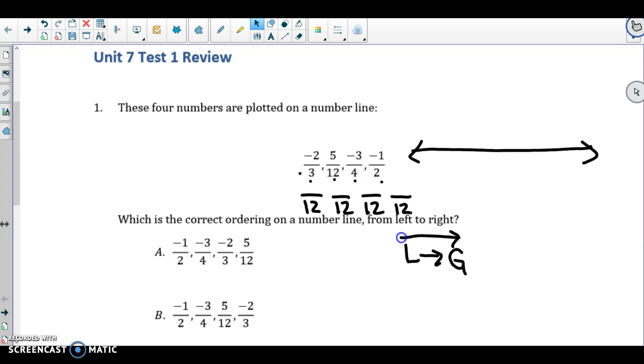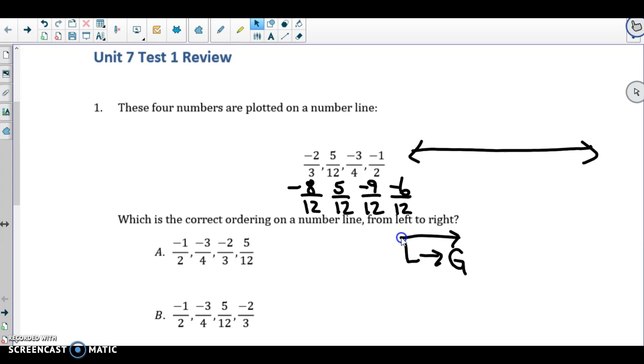So if I went from 3 to 12, I multiplied by 4, so I would have -8 for this first one. Well, 5/12 stays the same because it didn't change. 4 to 12, we multiplied by 3, so I would have -9 for that one. And then finally, the -1/2, I multiplied by 6, so -6 out of 12 would be -1/2.